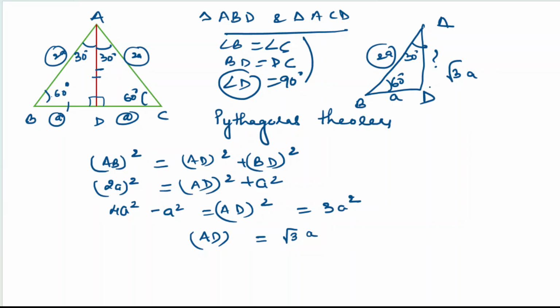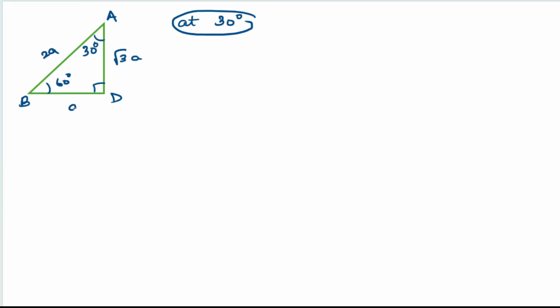We have all the three sides of a triangle and the measurement of the angles. Now we can easily calculate the trigonometric ratios. First we will calculate the trigonometric ratios at angle 30 degree. This is your A, D, B. This is your 60 degree. This is your 30 degree. This is root 3a, this is 2a and this is a.